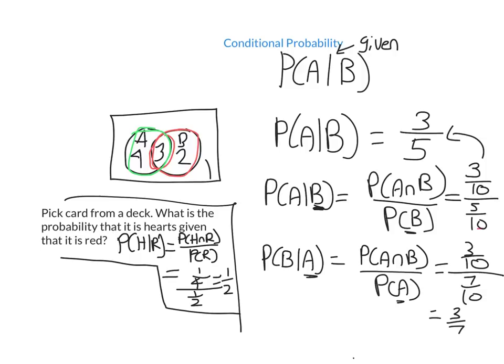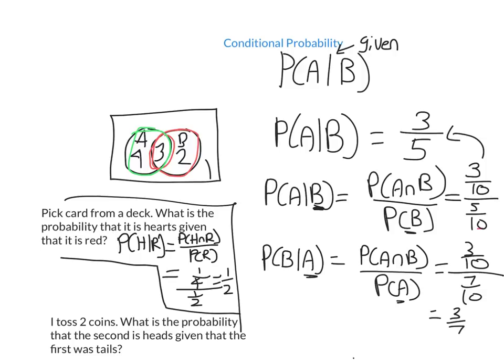Let's look at one more example. So let's do this question here. I toss 2 coins. What's the probability that the second comes up heads given the first came up tails? So let's just have a look at this intuitively. So if I toss 2 coins, there are 4 possibilities. I could get heads, then heads, heads, then tails, tails, then heads, or tails, then tails.